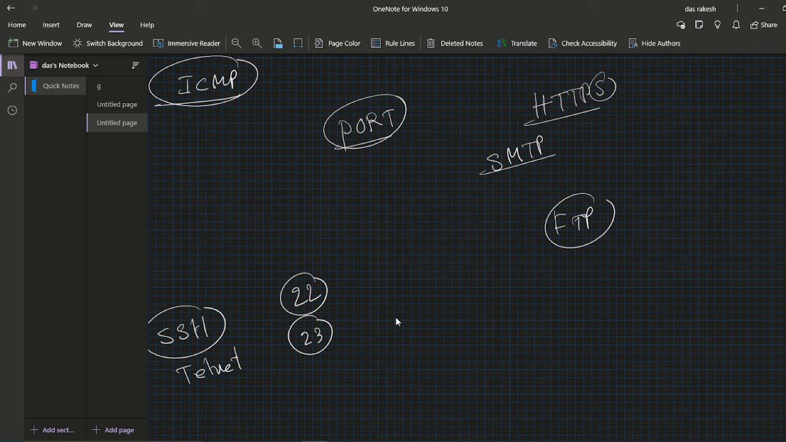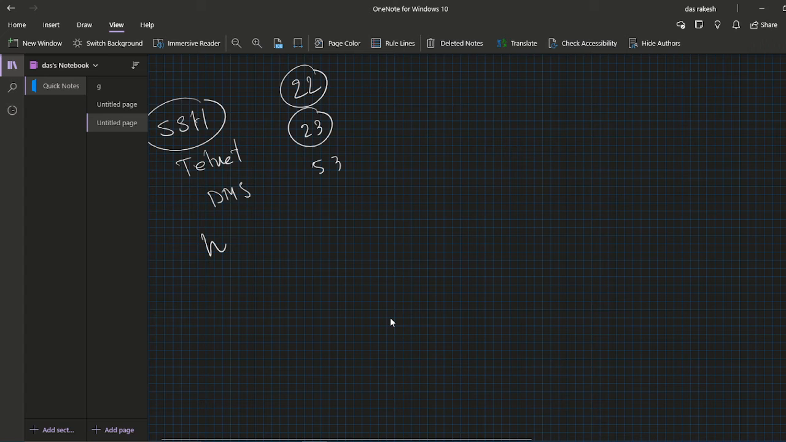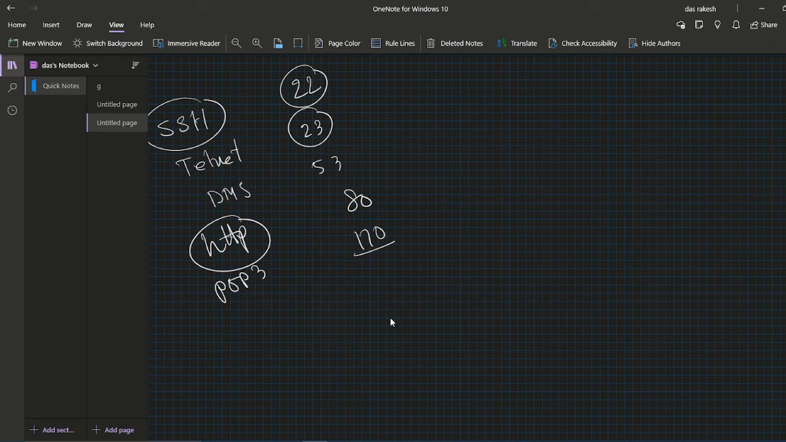And for the DNS service, the corresponding port number is 53, and this is either connectionless or connection oriented, known as either UDP or TCP. For HTTP, which is very important for web services, the port number is 80. POP3 uses port 110. SSL, Secure Socket Layer, uses port number 443, also TCP.